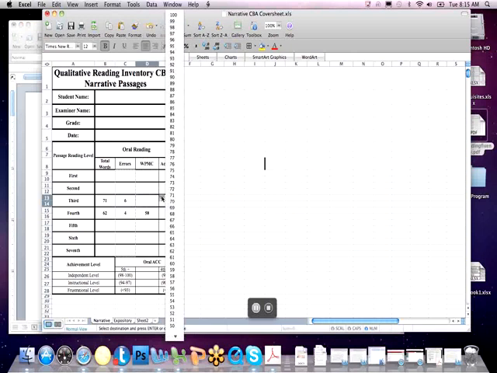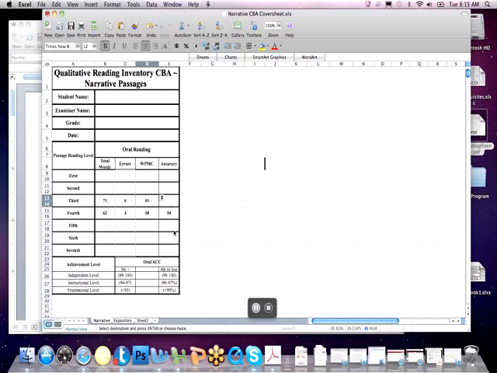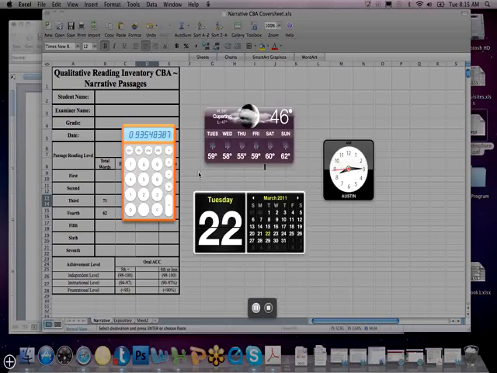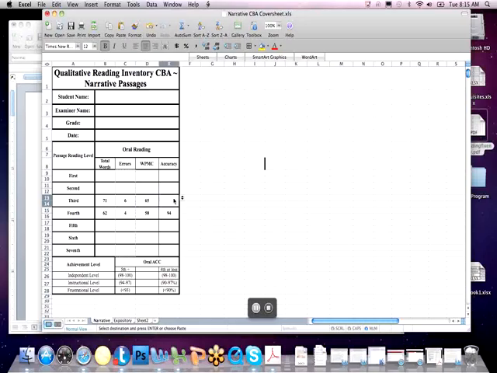And that's going to give me a grand total of 65. Pop up my calculator again. 65 divided by 71 is going to be 91.5. So again, I'm going to give him a 92 and round it up. So again, he's at an instructional level for accuracy because this is a 4th grader. Still in that instructional range.